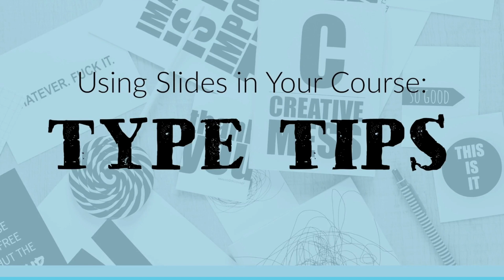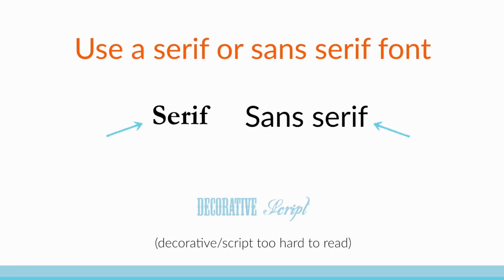Now, let's go into some tips about typography. First, choose a serif or sans serif font for your text. They are the easiest to read, and the difference between them is the serif font is the one with the little tails on the edges of the letters, while the sans serif font does not.